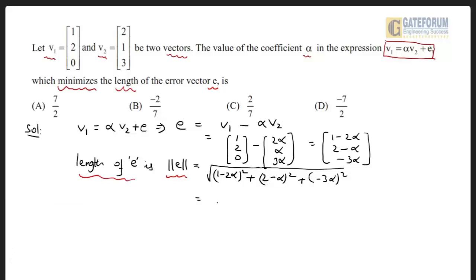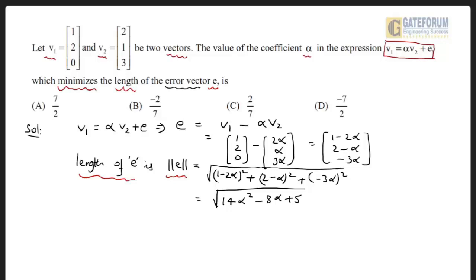Now this simplifies using (a minus b) whole square equals a square plus b square minus 2ab. So this simplifies to the square root of 14 alpha square minus 8 alpha plus 5. This is 1 square, 2 square, which gives 5. So this is the length of the error vector E. Okay, so this is the error vector. Now this square root is there.